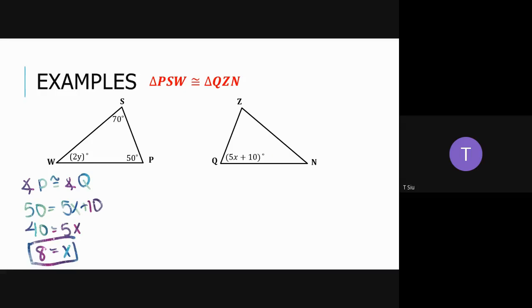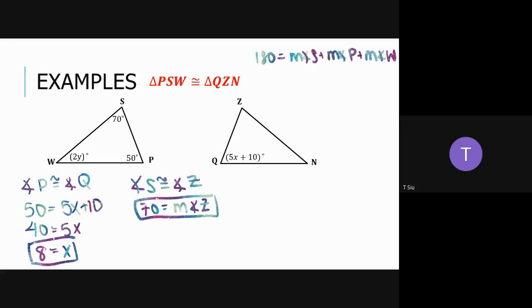Next, I decided to solve for angle Z. Angle S and angle Z are congruent to each other. Notice how they are the middle letters of both of their triangles. So 70 is equal to the measure of angle Z. Lastly, I need to find y. The measure of angle W is unknown to me. I know that angle W and angle N are congruent to each other, but I don't know the value of either one of them. What I'm going to do is use the triangle sum theorem, which we talked about at the beginning of this video, to help us find the measure of angle W.